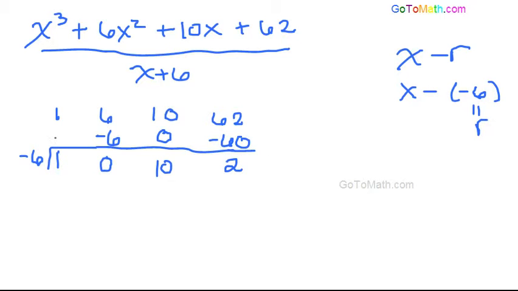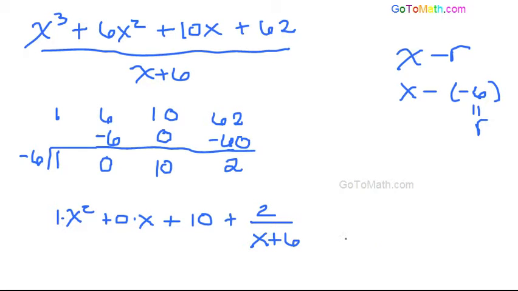So now what we're going to do, since this is a cube here, we will be writing a square. 1 times x squared is just x squared. And then I'm going to go ahead and write this plus 0x. Alright, and in fact, let's just go ahead and throw that 1 there, and we'll rewrite this again. And then plus 10 plus 2 over x plus 6.